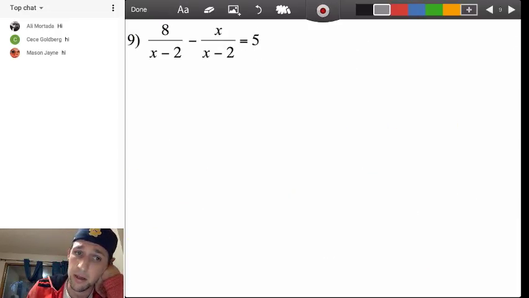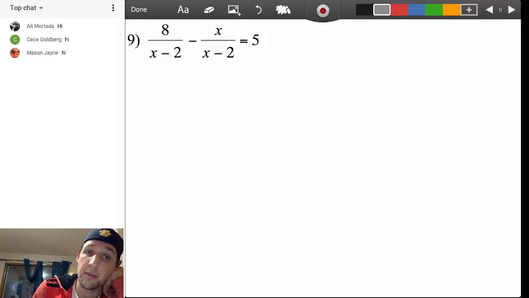Okay, last problem is this one. And basically what you want to do here is you're solving for x now. So you've got a different set of rules. You can multiply by whatever you want. That's kind of cool.